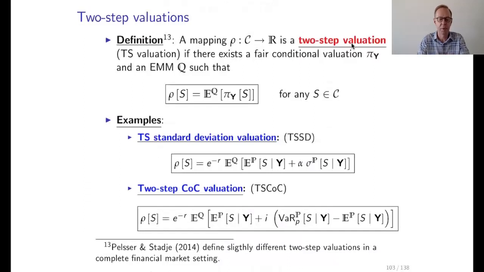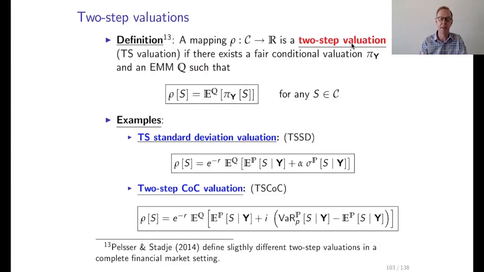Now we are able to define a new class of valuations, which we will call two-step valuations. What is a two-step valuation? We will say that the mapping rho from C to R, so attaching to any claim a deterministic amount, a number, a value, is a two-step valuation if there exists a fair conditional valuation pi y and an equivalent martingale measure Q, such that rho of S is the expectation under Q of pi y of S for any claim. So what we do essentially in a two-step valuation, first we transform S in a derivative, and then we determine the price of the derivative.